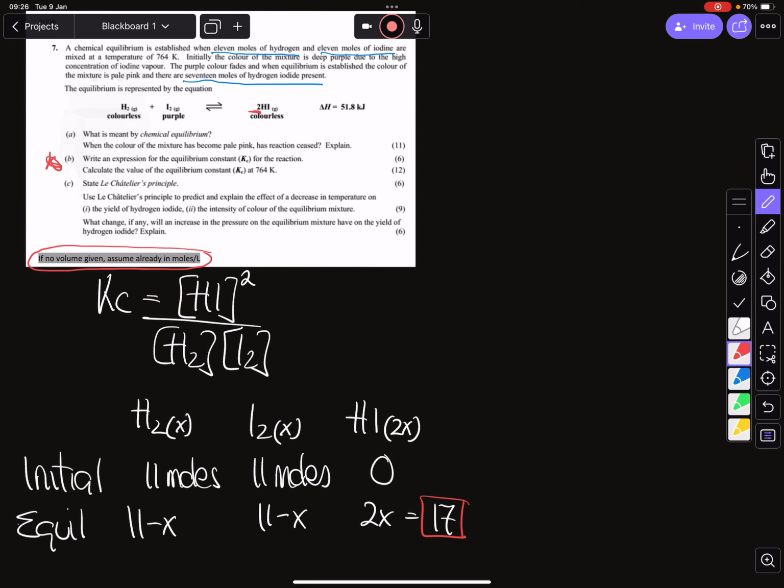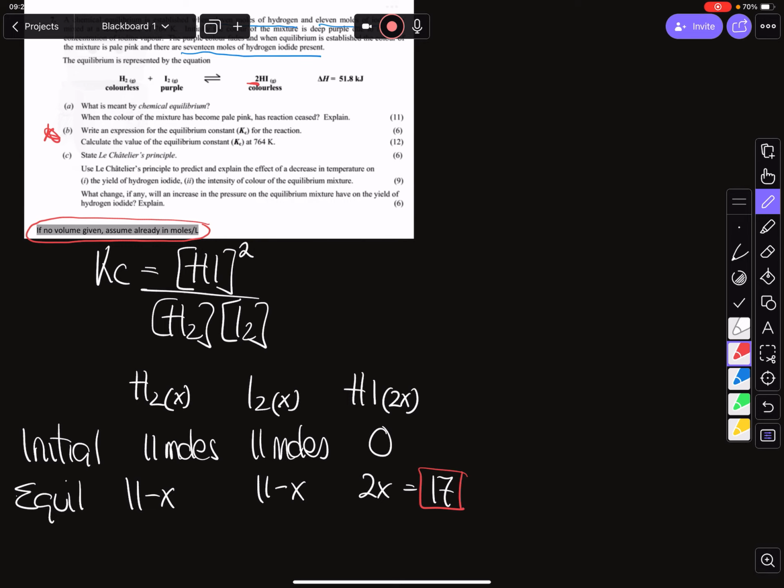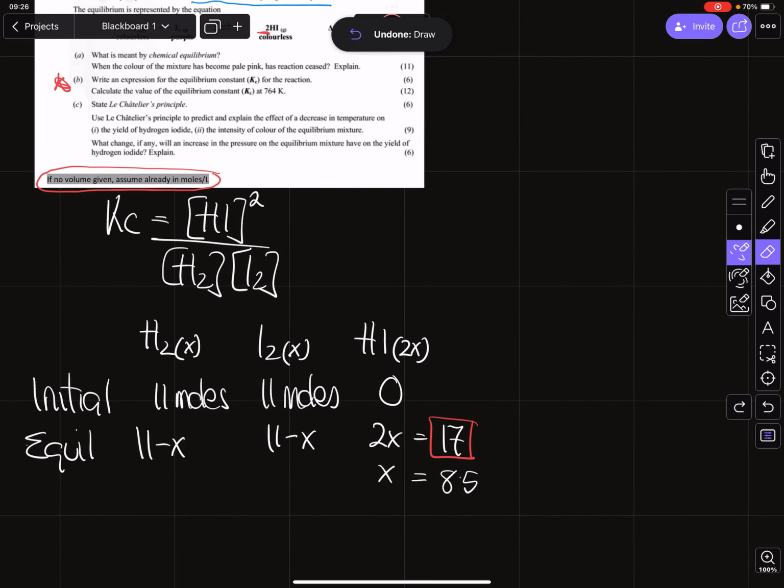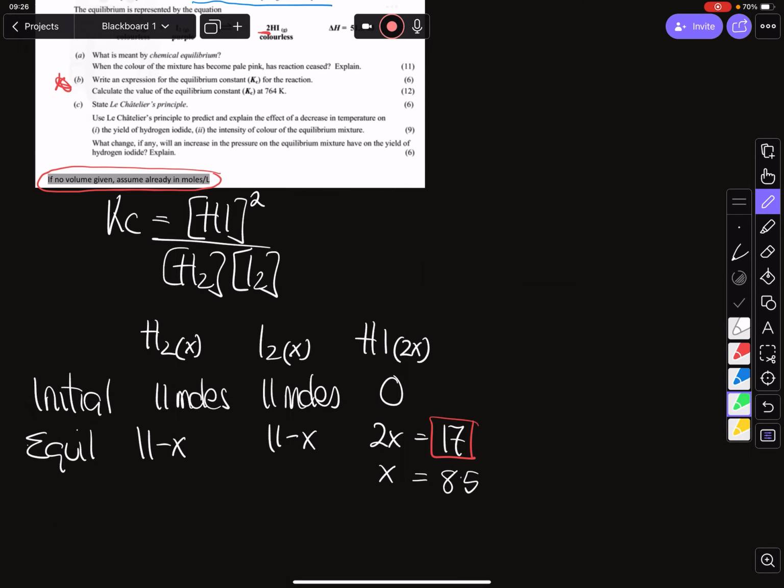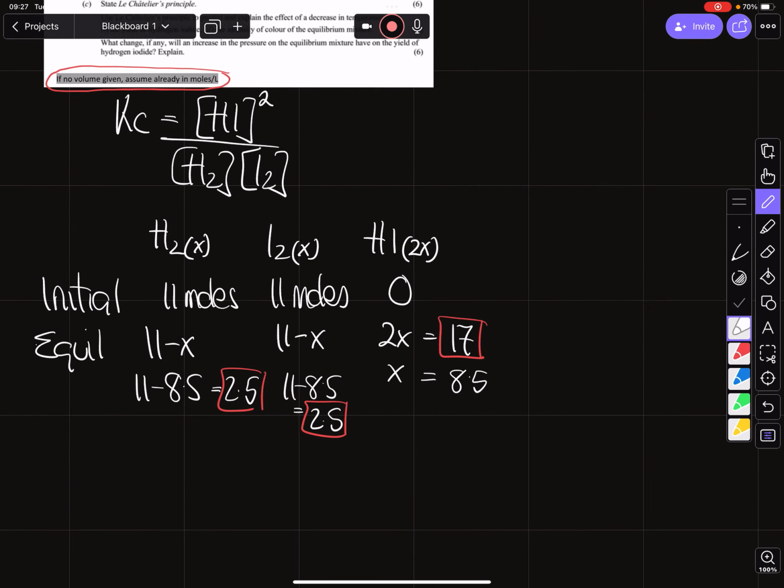I like to box the numbers that I'm going to put in my formula, because here we have to work out what the value of X is, and a lot of candidates get confused and decide this is the last number I've written, this must be the one I put into my Kc, and they're obviously incorrect. So we are going to use the value of X, and we're going to put it in here and in here, and when I do that, I am going to get 2.5. 11 minus 8.5 is equal to 2.5. And these now are the numbers that I'm going to input into my Kc equation.